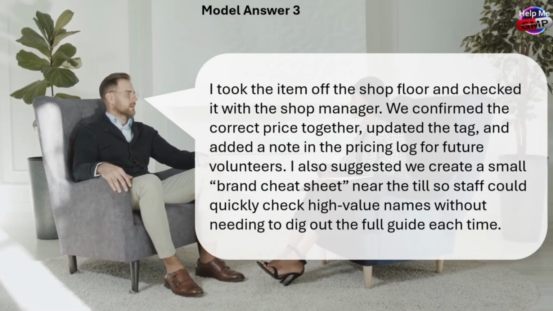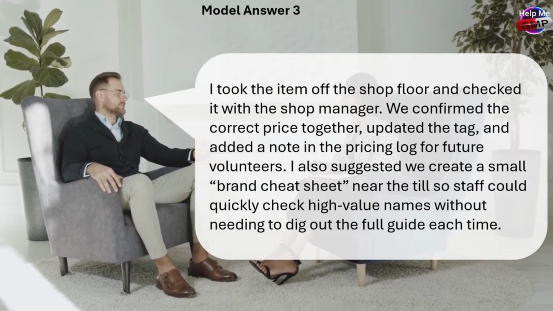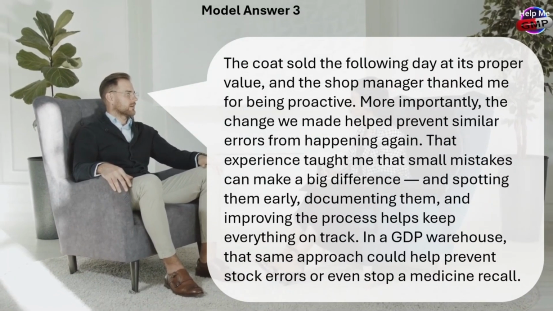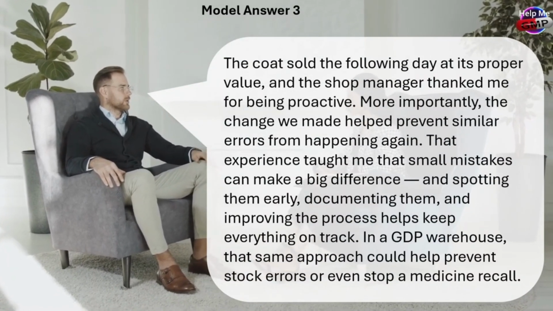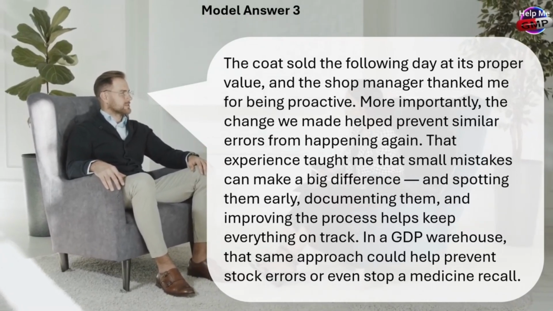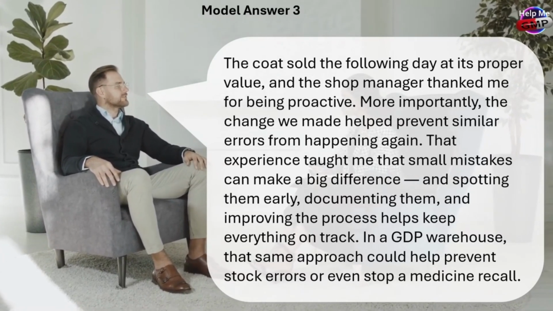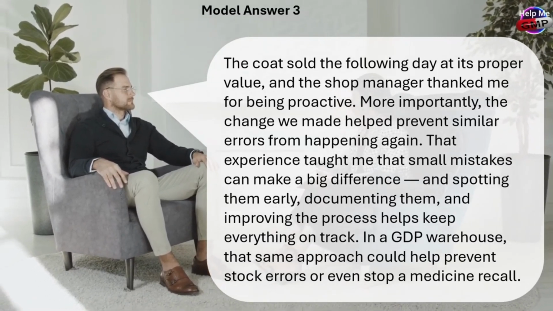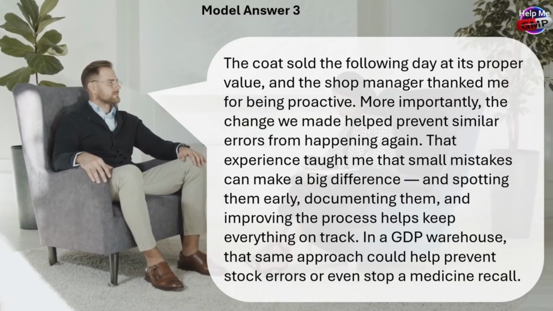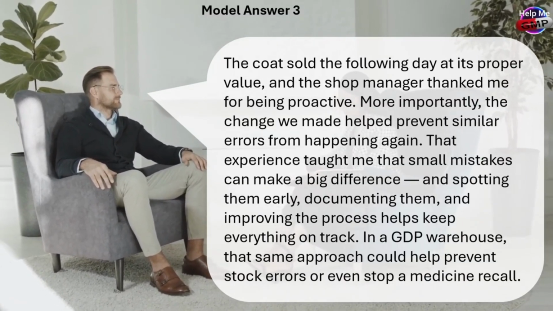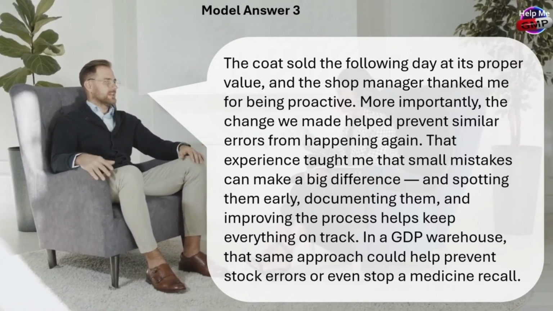We checked it together, corrected the label, and left a note in the pricing log so others wouldn't miss it in the future. The coat sold the next day at full value and the manager thanked me for being proactive. I also suggested that we create a simple quick checklist near the till for common brands, to make it easier for other volunteers to spot high value items. This experience showed me that small errors can have big impact. But if you're paying attention and willing to speak up, you can protect the whole process.